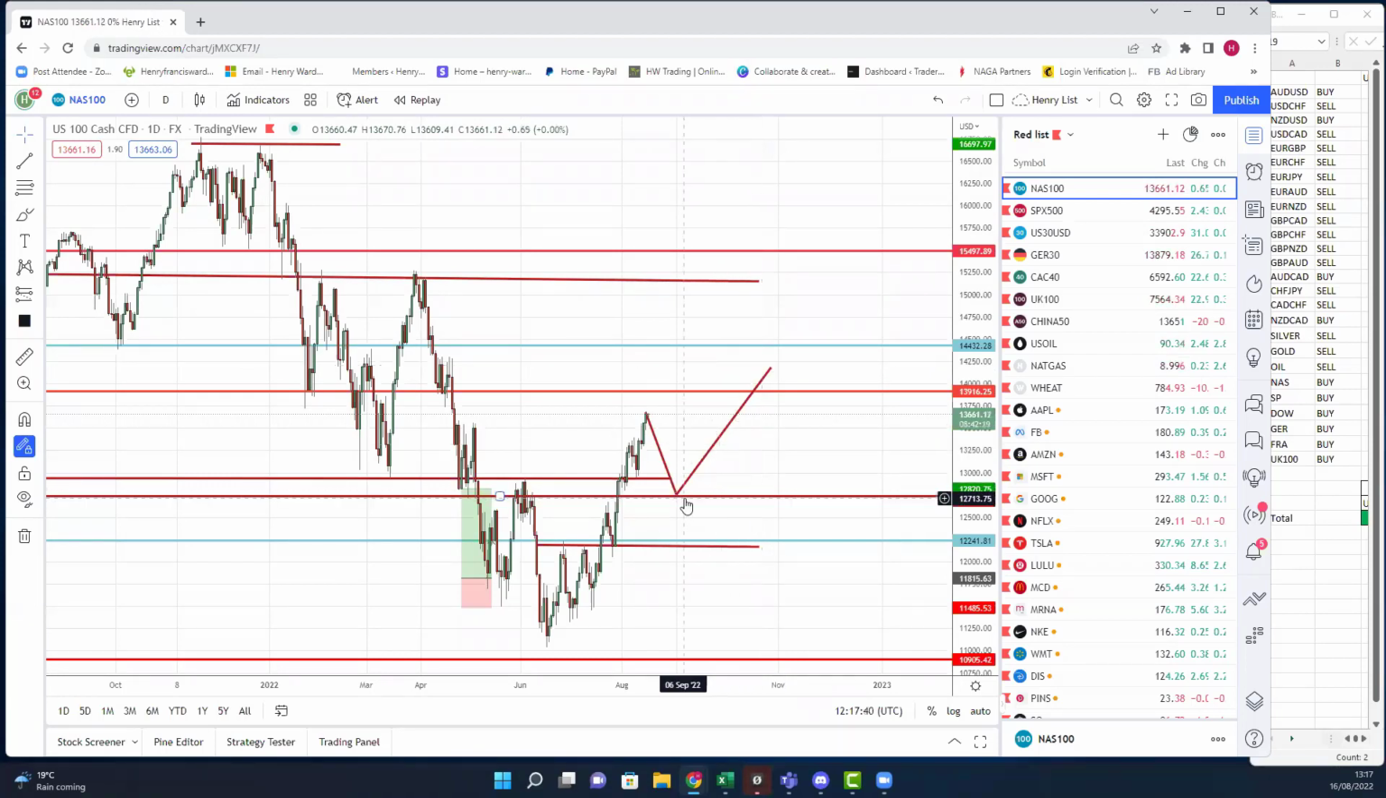Now, it may not come the whole way back down to there. It may come to here. So look, we have a touch there, and a touch there. So it may come back down to here.